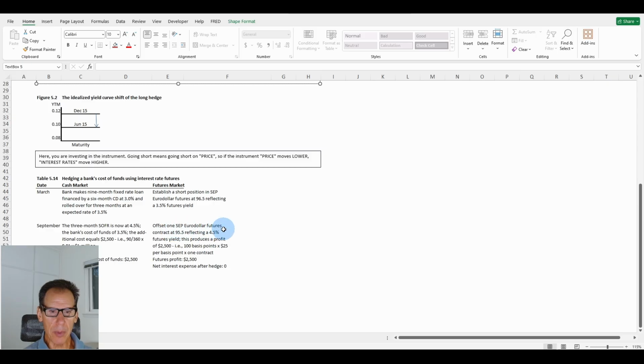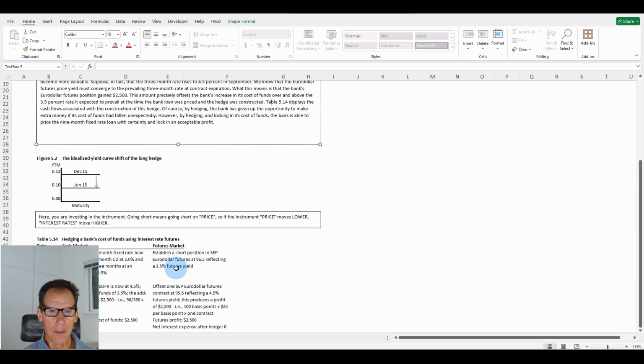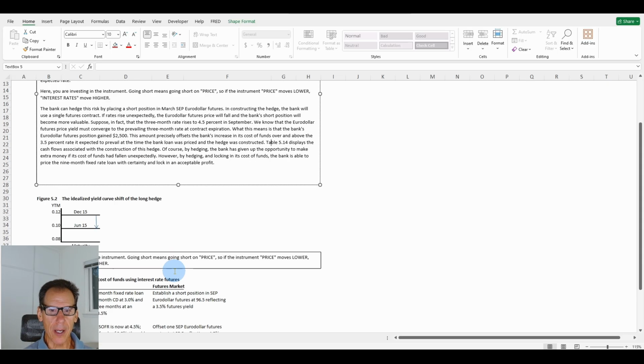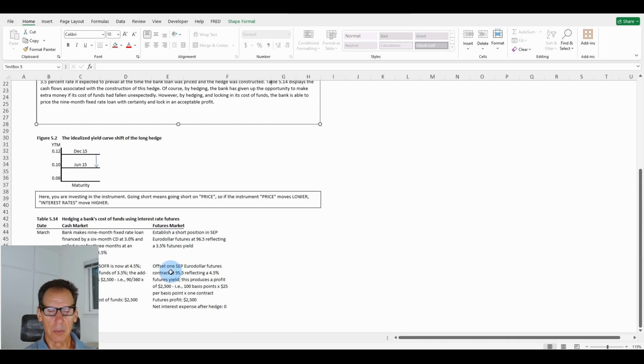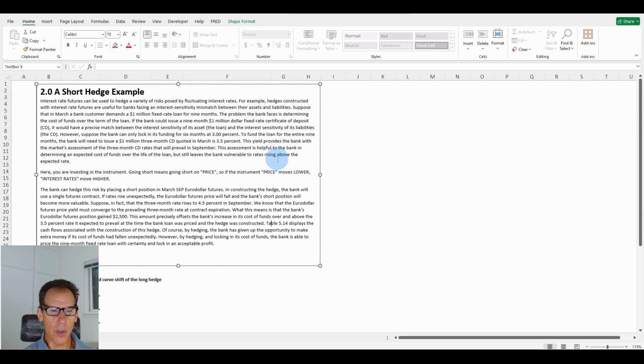Offset one September Eurodollar futures contract at 95.5, reflecting a 4.5% futures yield. This produces a profit of $2,500: 100 basis points times $25 per basis point times one contract. Futures profit $2,500, net interest expense after hedge 0. So this is just a perfect matchup. Realistic? No. But again, this is just training.